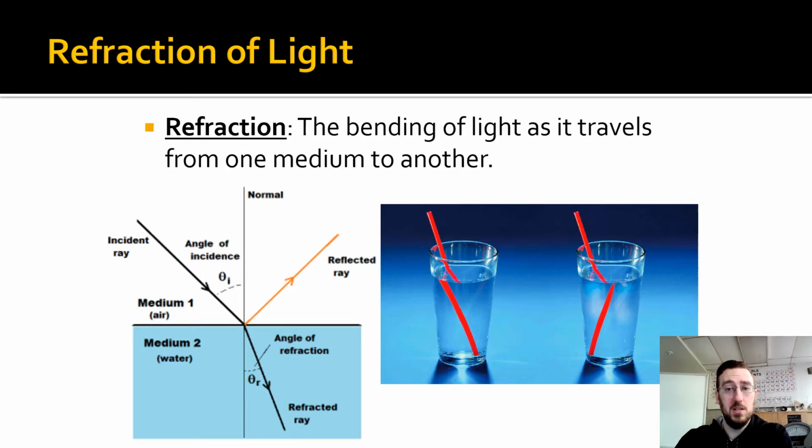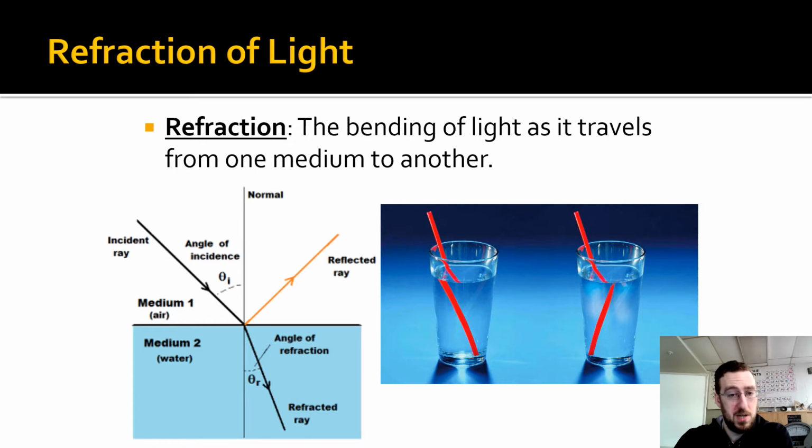So refraction is the bending of light as it travels from one medium to another, medium being the substance through which light is traveling. In this picture, the straw is sitting in a cup of water, but the light you see from the straw in the water is in a different position. The light appears to be bent from that of the straw in the air. It's because the light we're seeing changes directions when it goes into the water.